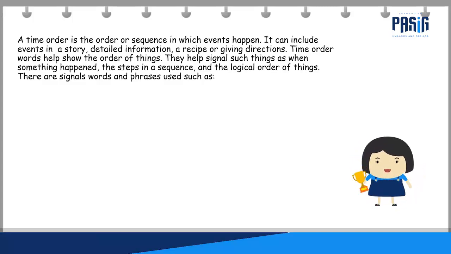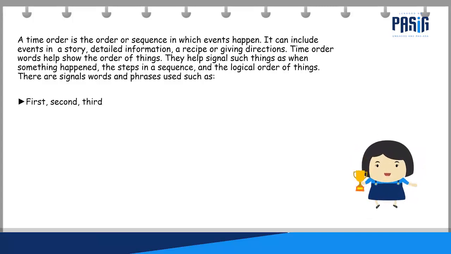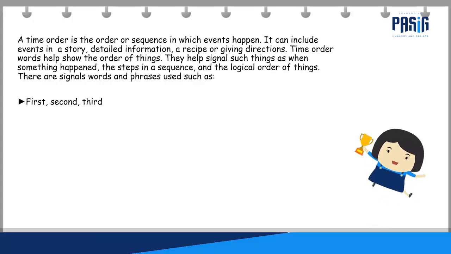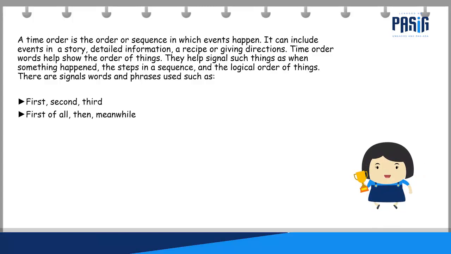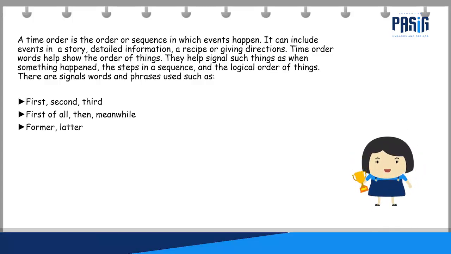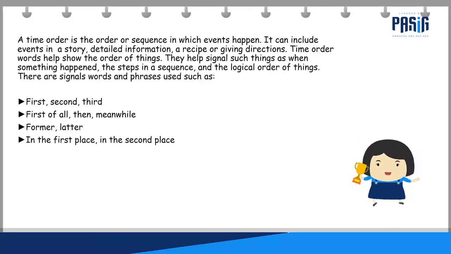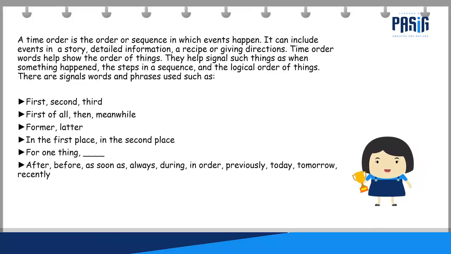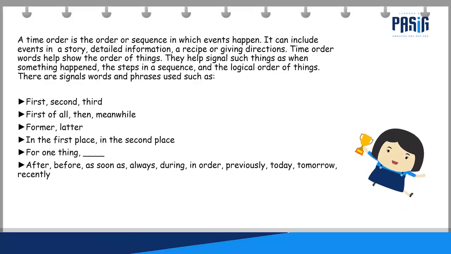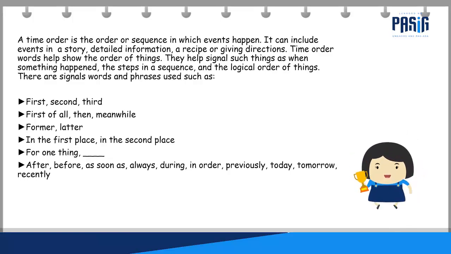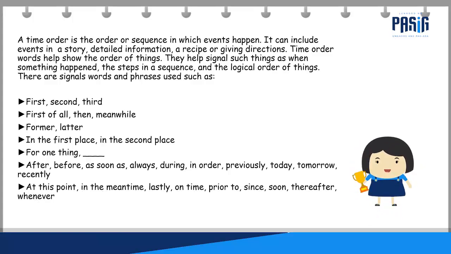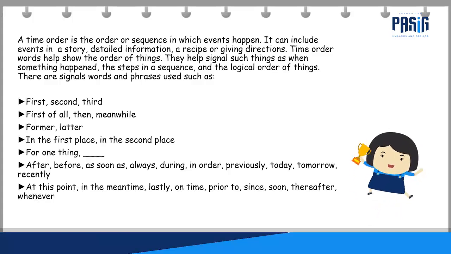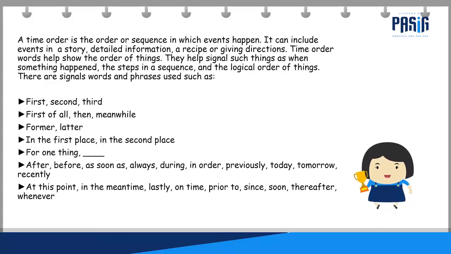There are signal words and phrases used, such as first, second, third. First of all, then, meanwhile. Former, latter. In the first place, in the second place. For one thing. After, before, as soon as, always, during, in order, previously, today, tomorrow, recently. At this point, in the meantime, lastly, on time, prior to, since, soon, thereafter, whenever.